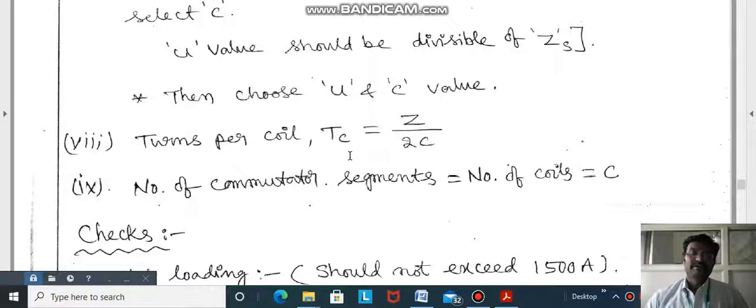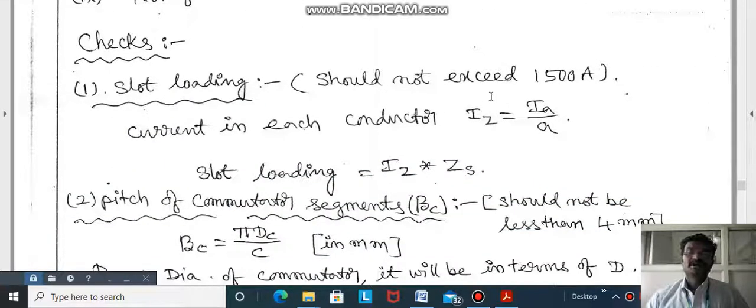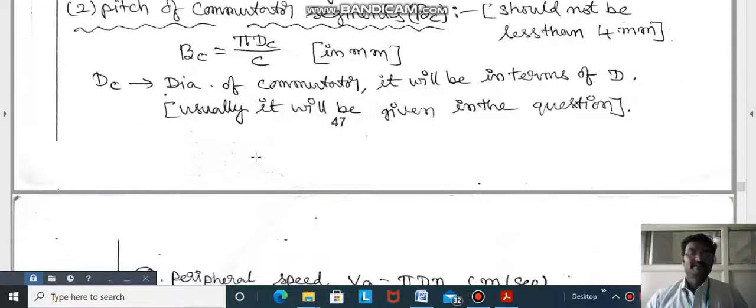Turns per coil Tc is equal to Z by 2C. The number of commutator segments is equal to the number of coils, so the value will be C. Slot loading should not exceed 1500 amps. The current in each conductor Iz is equal to Ia by A. Slot loading is equal to Iz and Zs. The pitch of commutator segments is pi Dc by C, Dc.